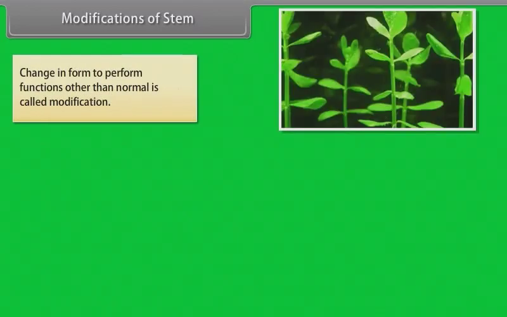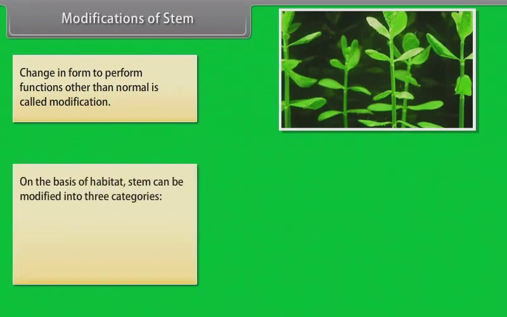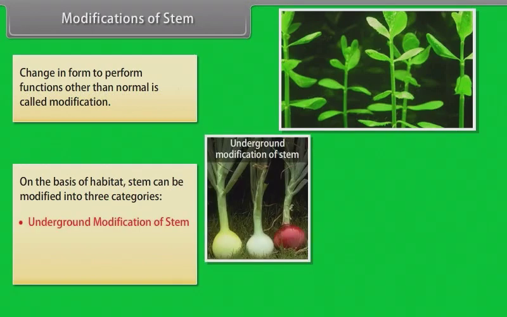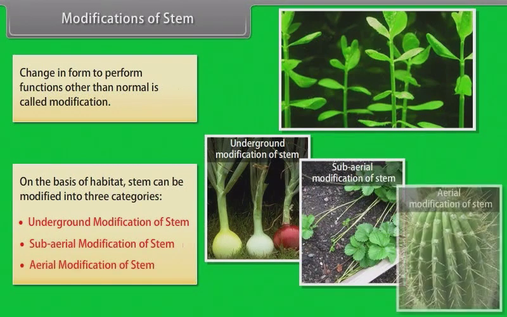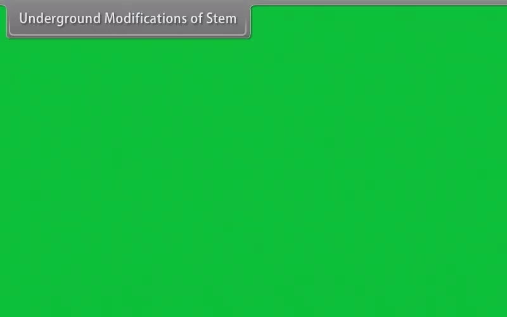Modifications of stem. Change in form to perform functions other than normal is called modification. On the basis of habitat, stem can be modified into three categories: underground modification of stem, subaerial modification of stem, aerial modification of stem. Underground modifications of stem.